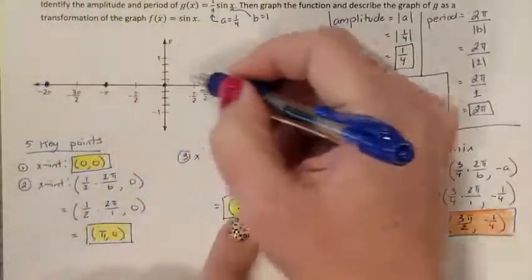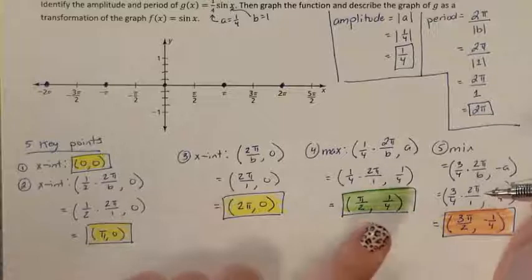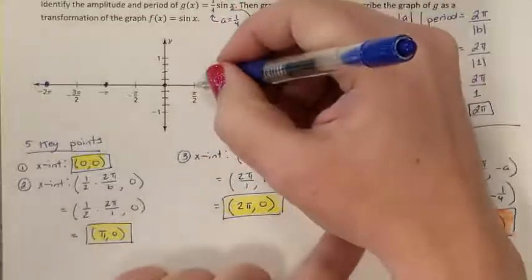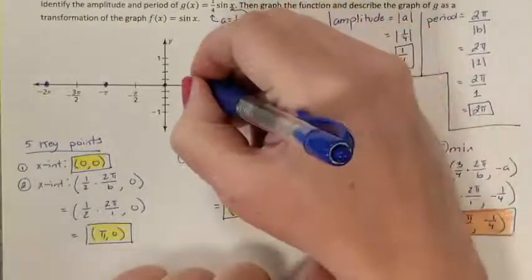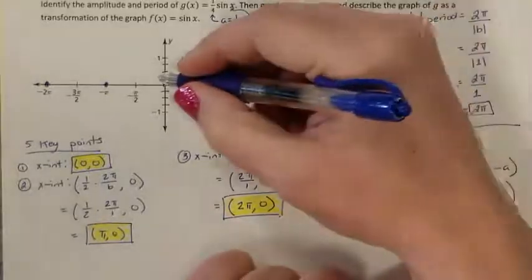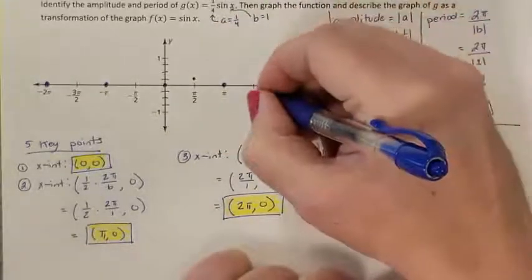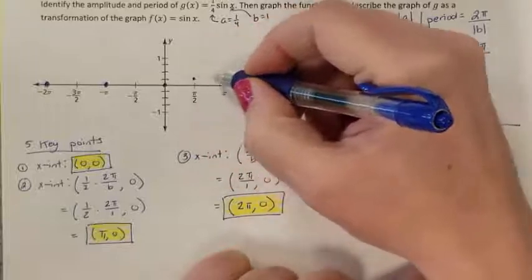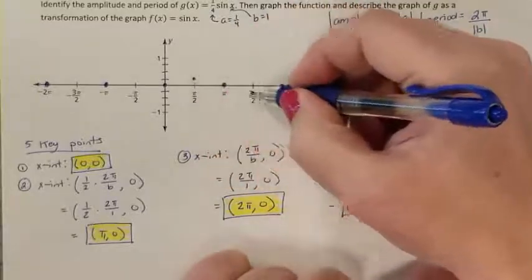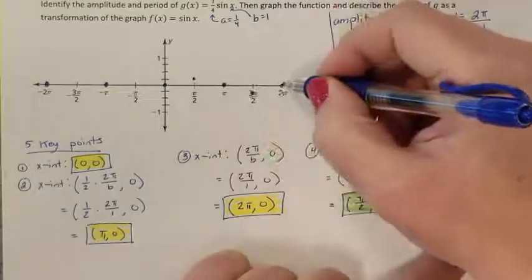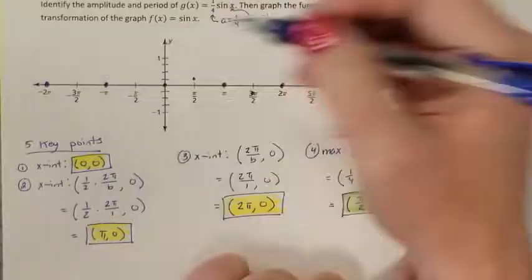So we have all of our x-intercepts. Our max is at pi halves, 1/4, so here is our max. Our min is at 3 pi halves, negative 1/4. So this right here is our 1 period. This is what should be repeated as we continue forward and backward.